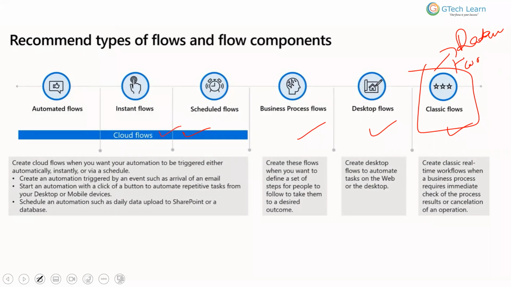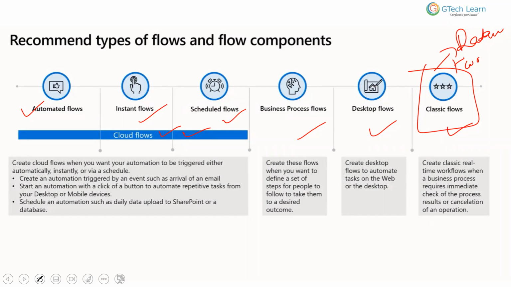Inside the cloud flow, we can create 3 types of cloud flow. The first one is automated flow, which runs based on the trigger I have created. The second one is instant flow, also known as a button flow, where whenever we click to run, only then the flow runs instantly and gives us the result we wanted to achieve. And the third one is a scheduled flow, which can be scheduled for a particular time in a day itself.